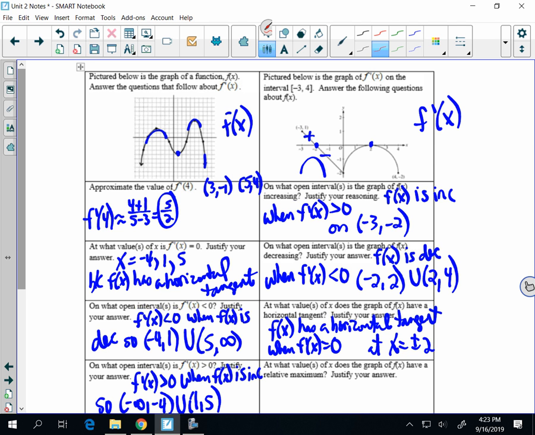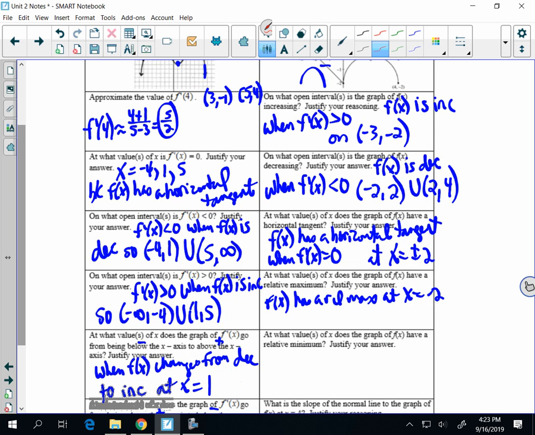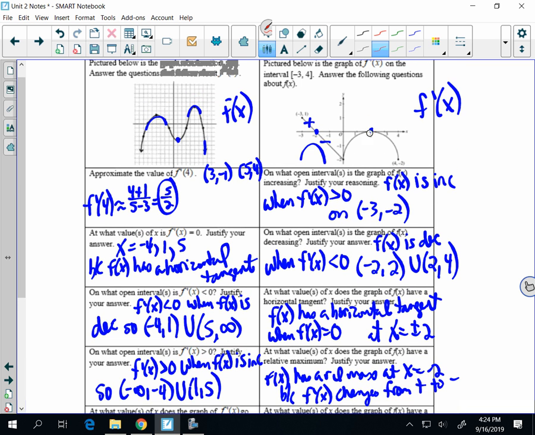So I would say that f of x has a relative max at x equals -2 because f prime of x changes from positive to negative, indicating that the graph of f changes from increasing to decreasing. I'm not going to write that part, right? Because the f prime changes from positive to negative. But what about the relative minimum? The only other option for that to happen is here at +2.